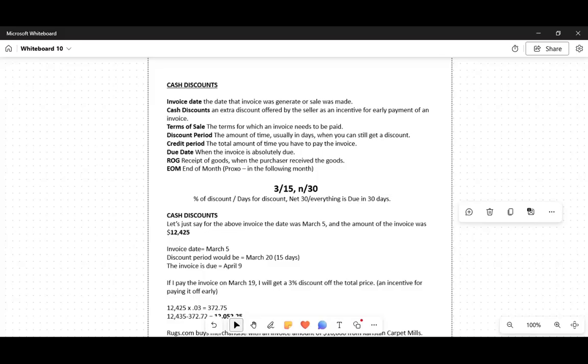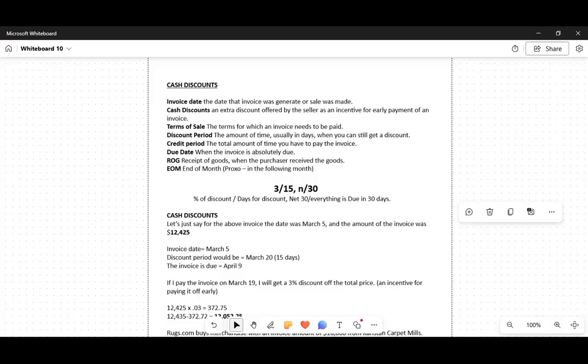The other thing is cash discount. So again, this is where we are being given incentive to pay our invoice off early, in this case within 15 days. Terms of the sale is what you're seeing there. The 3/15 and 30 are the terms, and those are going to be different for all kinds of invoices. This is just an example that we're showing. And then there is the discount period.